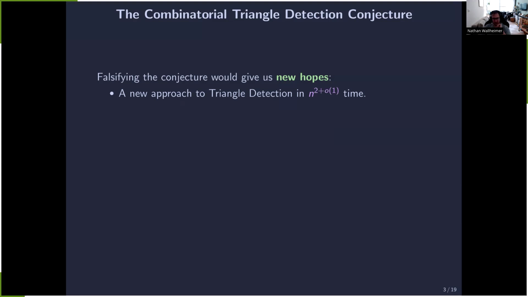First of all, it will give us a new approach to solve triangle detection in quadratic time, which will be linear in the size of the input for dense graphs. Fast matrix multiplication might also get to n squared, but at the current pace, it doesn't look like it's going to happen soon. So maybe all we need is just a fresh new technique to tackle the problem.